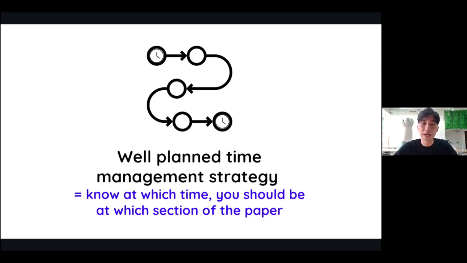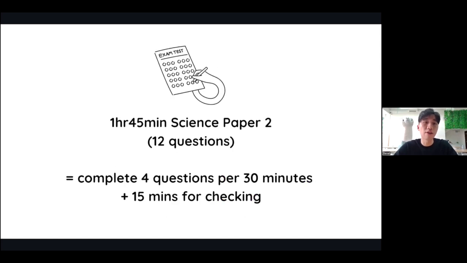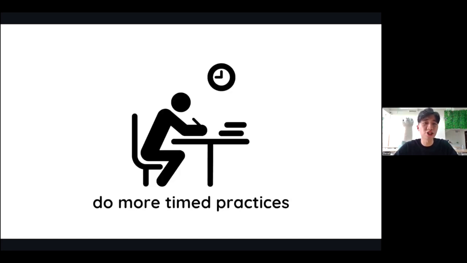So personally, I like to give myself 30-minute chunks and to base my progress accordingly. For example, if the 1 hour 45-minute science paper 2 consists of 12 questions, I usually like to break it into 30-minute blocks, which means I'll need to complete on average 4 questions per 30 minutes. And that will leave me about 15 minutes for checking. But by giving yourself a very clear checkpoint, you can actually keep track of your time management so that you can make the necessary adjustments to speed up or slow down when needed.